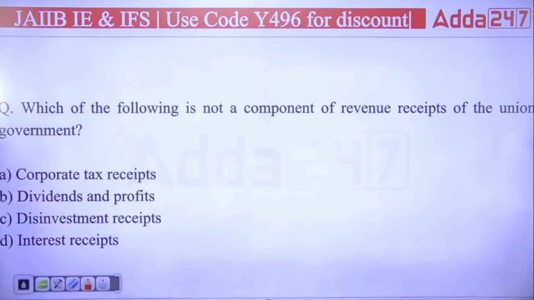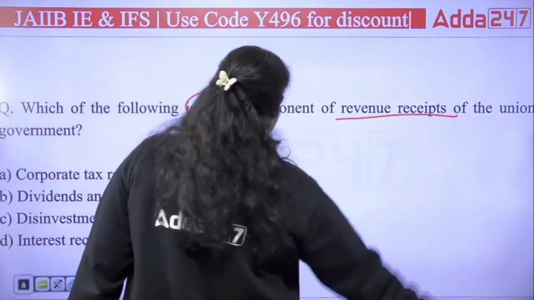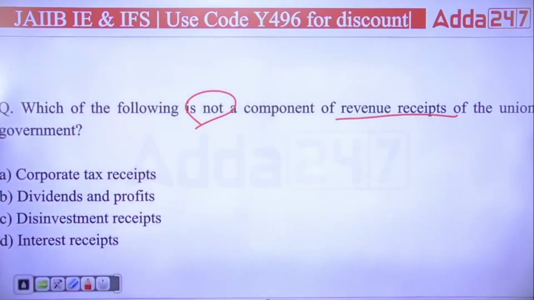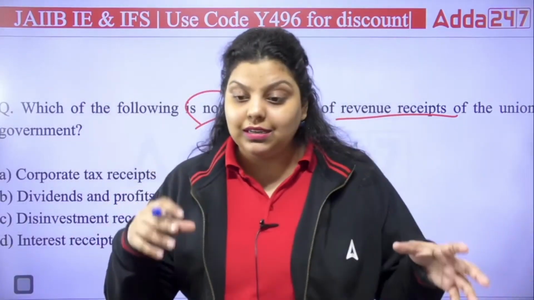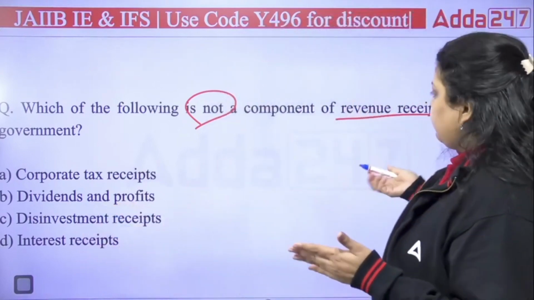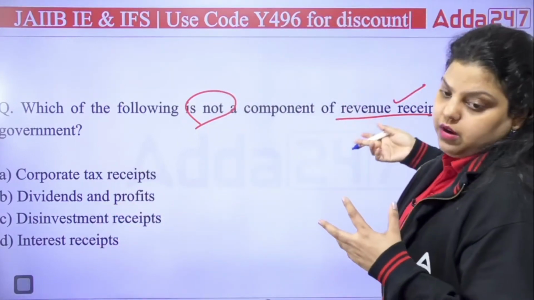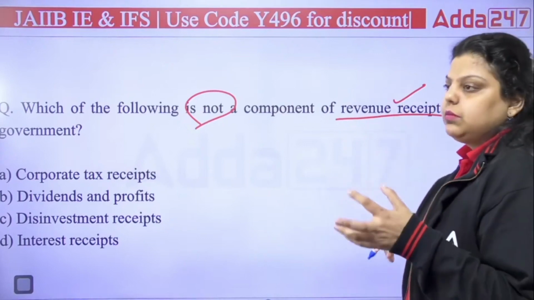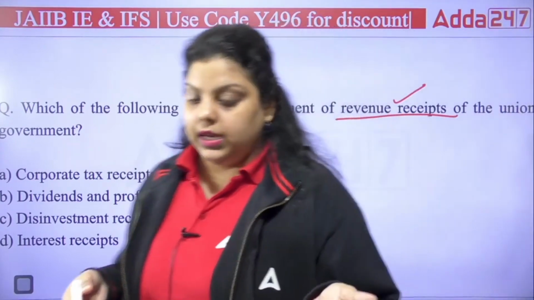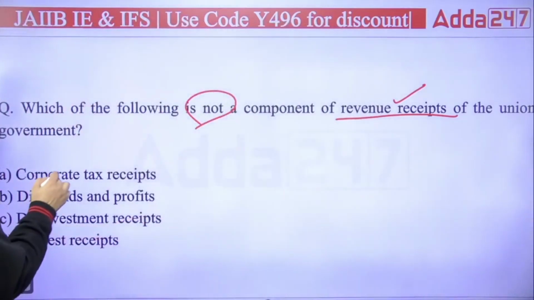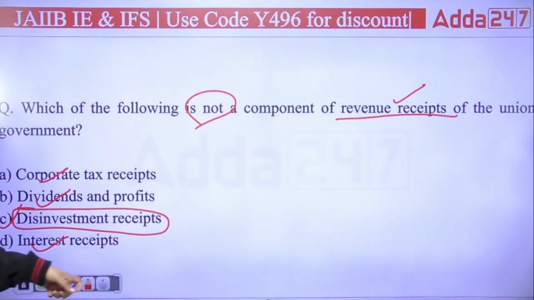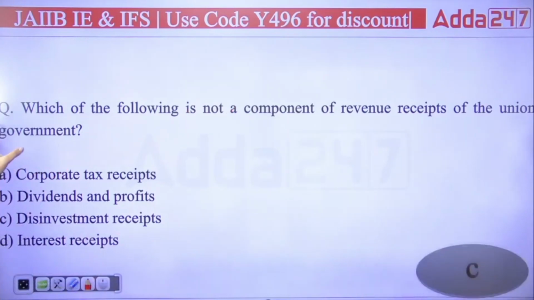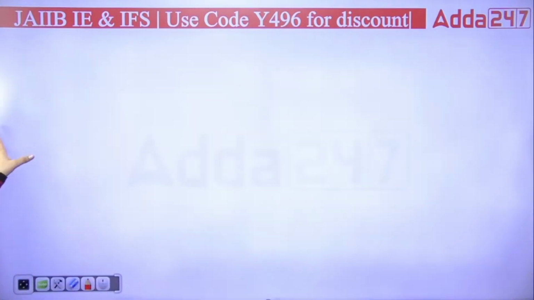Next, which of the following is not a component of revenue receipts of the union government? So the budget has two components, revenue and capital. The revenue budget is a day-to-day budget, it's a short-term budget. And if you talk about revenue receipts, it's the day-to-day income of the government. The day-to-day income comes from taxes and non-tax revenue. So here corporate tax, dividend, profit, interest are a part, but not disinvestment. Disinvestment is a long-term income, so it is a part of your capital receipts. So the right answer will be C.